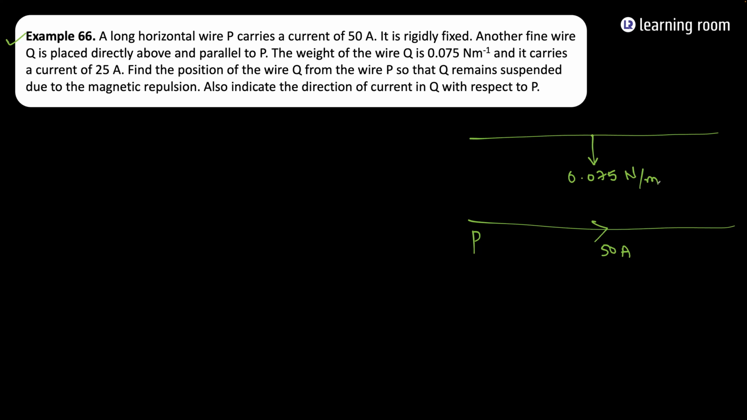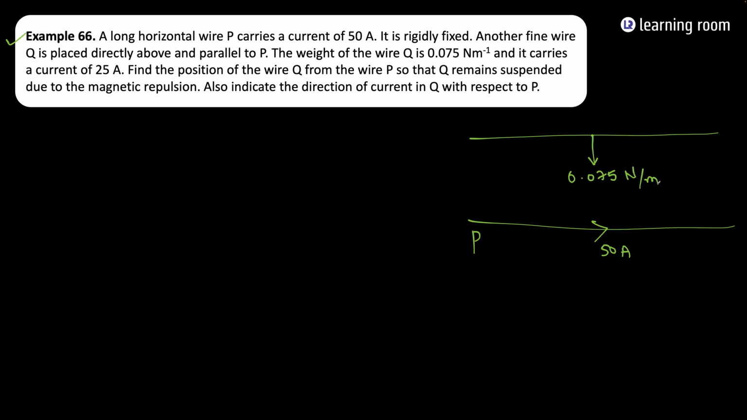Now, read this question. This wire carries a current of 25 ampere. Find the position of wire Q from the wire P so that it remains suspended due to the magnetic repulsion.